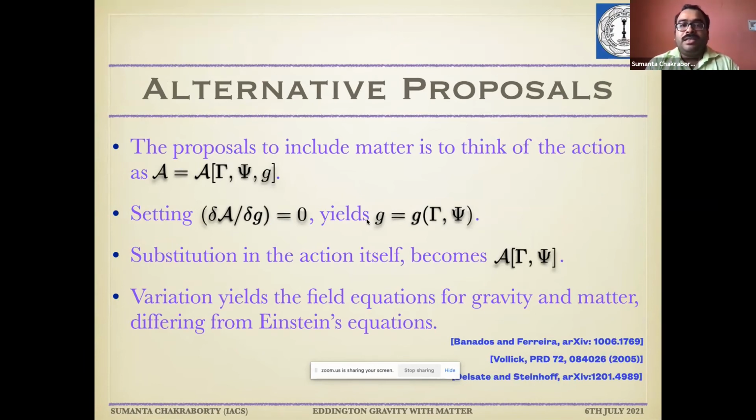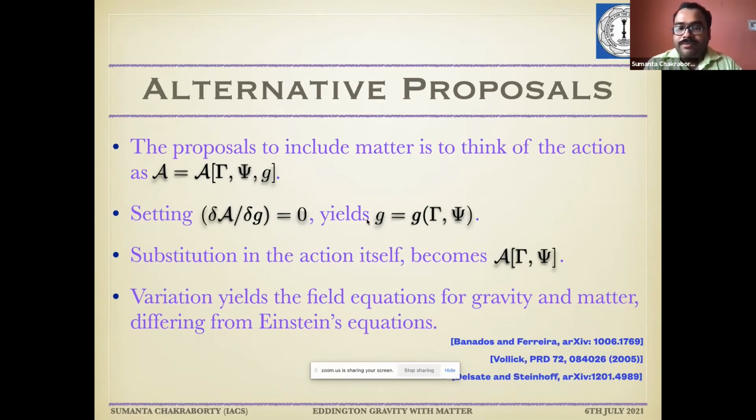So effectively, the proposal is to modify the action and think of it as a function of gamma, the metric g, and the matter degrees of freedom psi. What one does is first vary the action with respect to the metric, that is delta A upon delta g, and then set it to 0, which yields the equation for g as a function of gamma and psi. In principle, this can be solved to give this. Then one substitutes this back into the action, and now the action becomes a function of two variables, gamma and psi. Variation with respect to gamma yields the field equations for gravity, while variation with respect to psi yields the corresponding matter field equations.